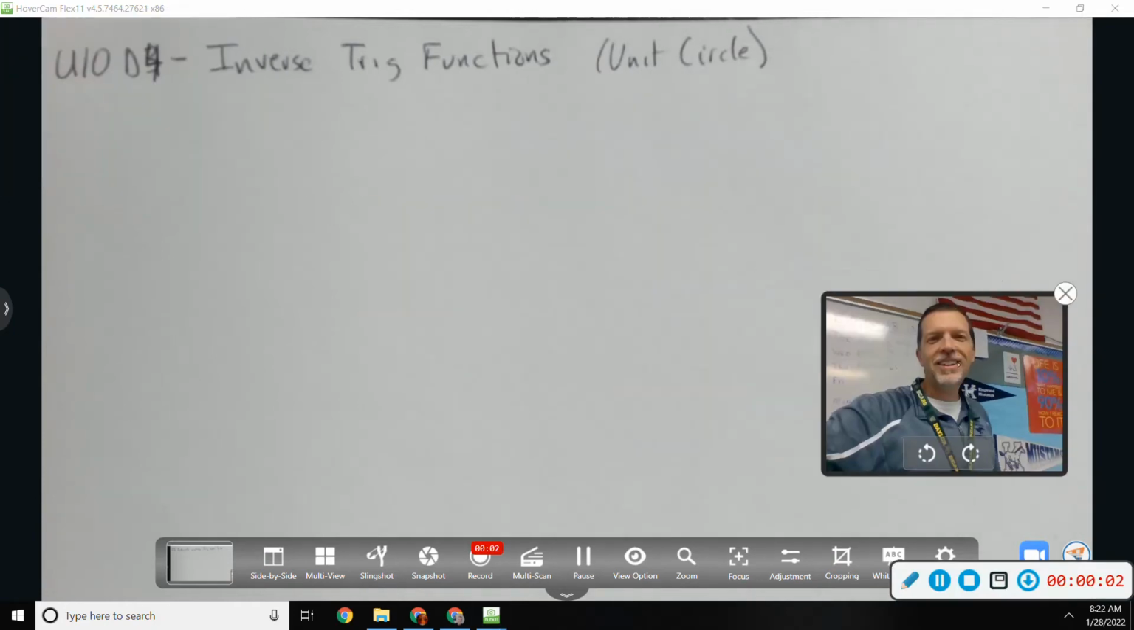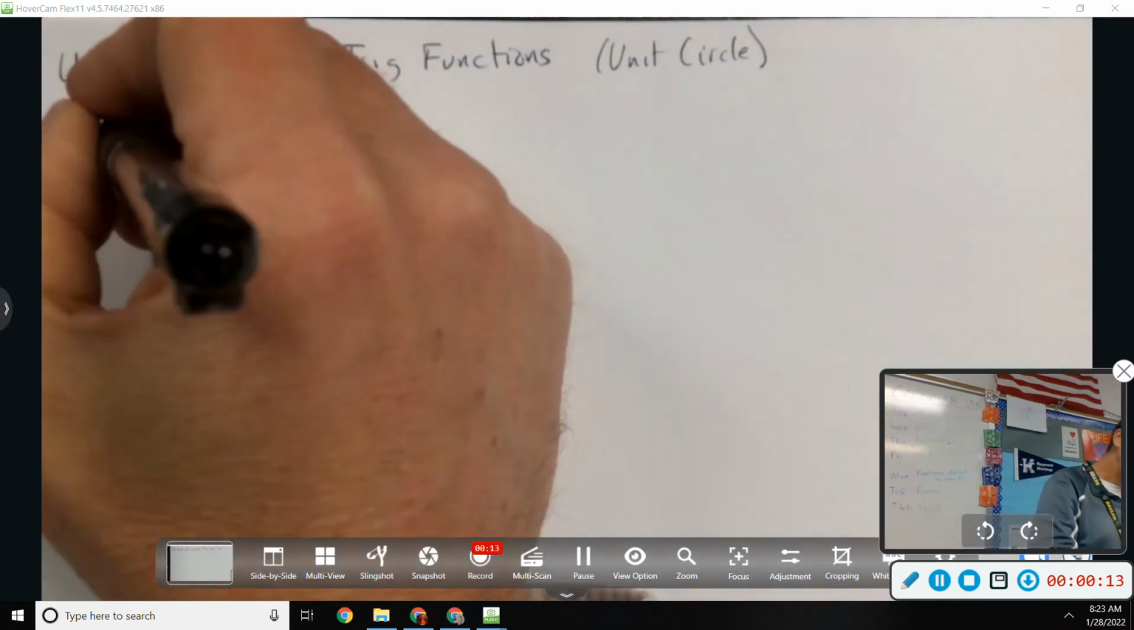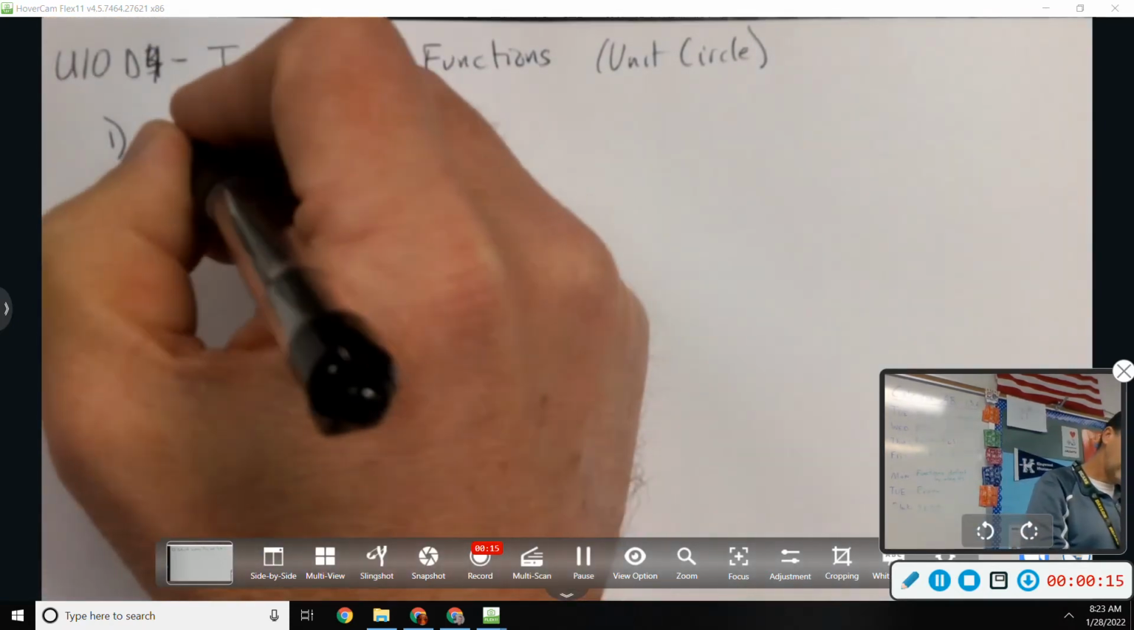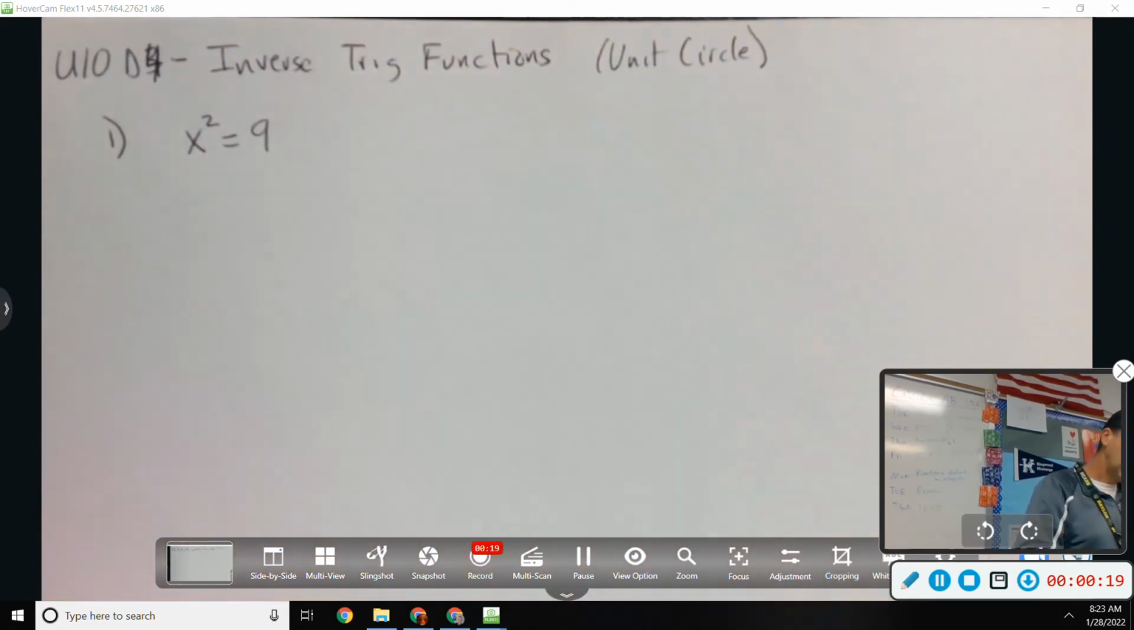Unit 10, day 4, inverse trig functions from the unit circle. We'll do inverse trig functions not on the unit circle on Monday, but one step at a time. We need to back way up here, not even trig. Let's back up into algebra 1 land here.